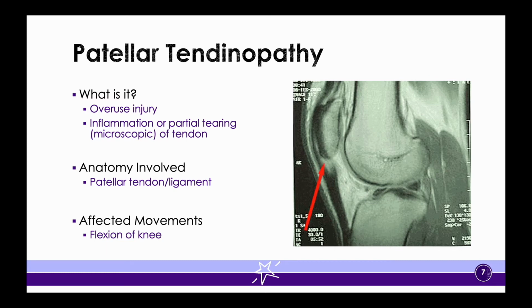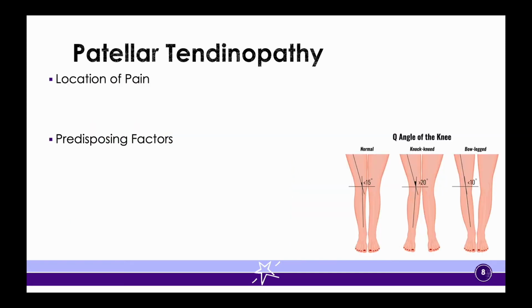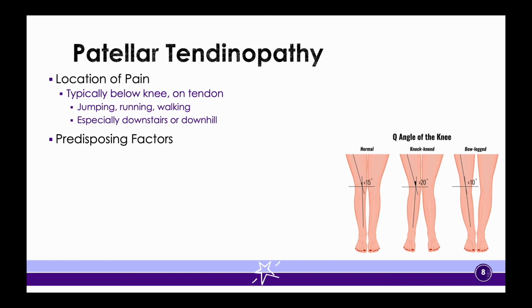The affected movements that it could be causing problems with would be flexion of the knee, which might cause pain. As far as the location of the pain, it's typically just inferior to the knee on the tendon slash ligament of the patellar ligament. And it's often caused by things like jumping, running, walking, especially if we're going downstairs or downhill and we have a lot of eccentric contraction of our quadriceps. That can lead to a lot of that minor tearing that's occurring and can actually inflame it and cause a lot of pain in that area.